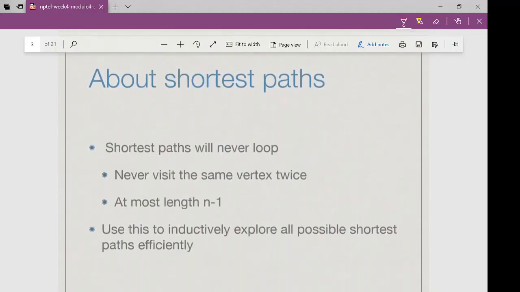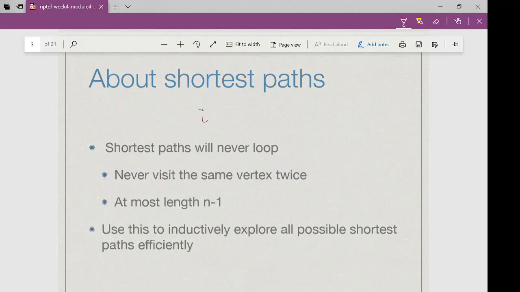About shortest path, if you remember, we have covered that a shortest path will never loop. There are no cycles in the shortest path. There are definitely no negative cycles, because if there are negative cycles, then the shortest path weight is not well defined. There could not be any positive cycle, because if there is a positive cycle, we can remove that positive cycle and get better weight. And there are no zero weight cycles, because there is no sense in keeping those cycles. So in case of shortest path, there are no loops. You will never visit the same vertex twice.